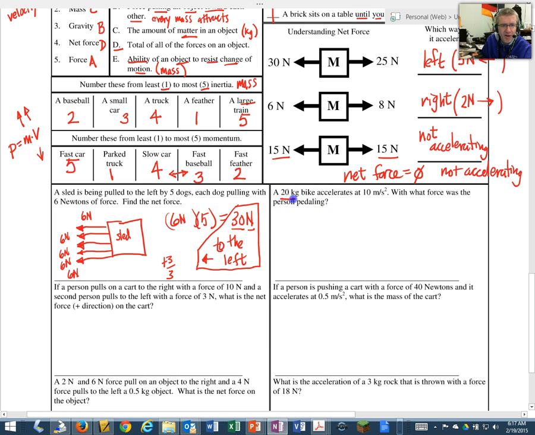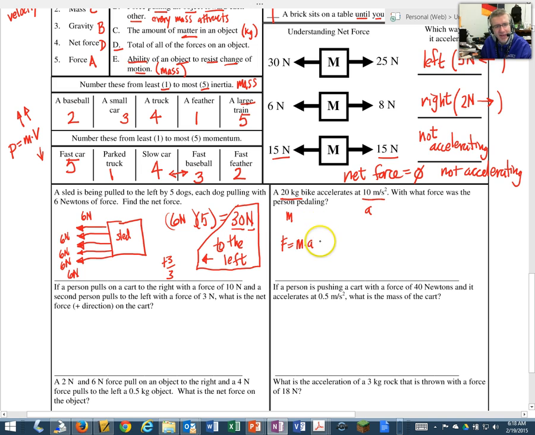A 20 kilogram bike, so you think to yourself, what's kilograms? Is it a force? Is it a mass? Is it an acceleration? Accelerates at 10 meters per second squared. Is it a force, a mass, or an acceleration? Kilograms is mass. Meters per second squared is an acceleration.